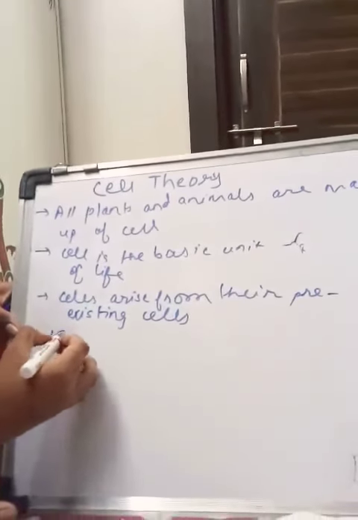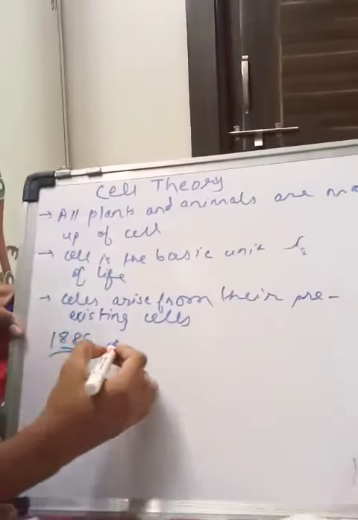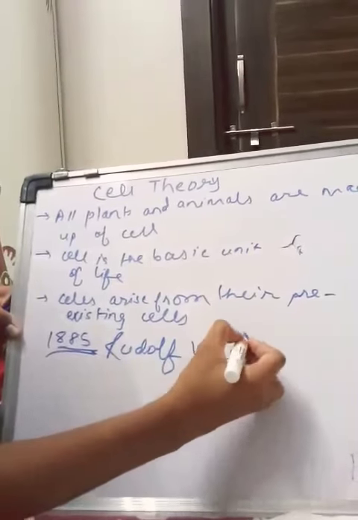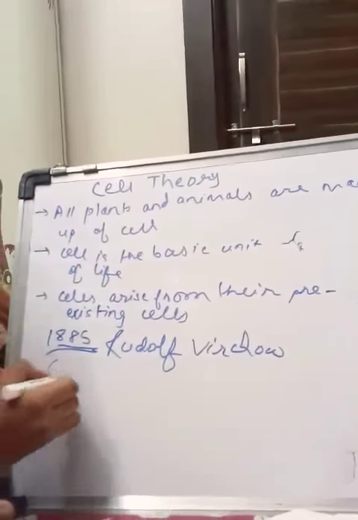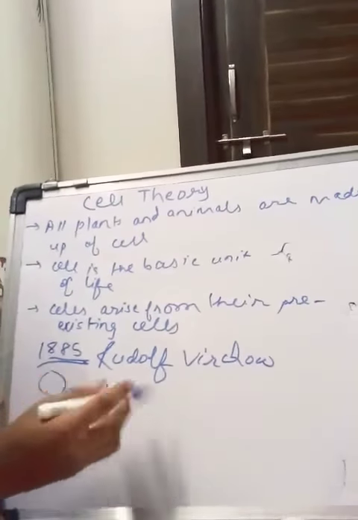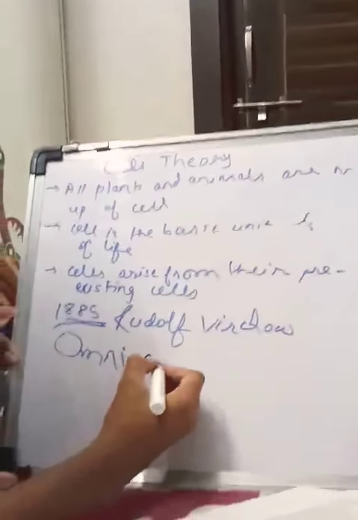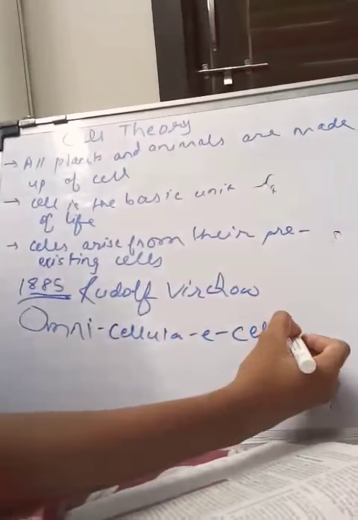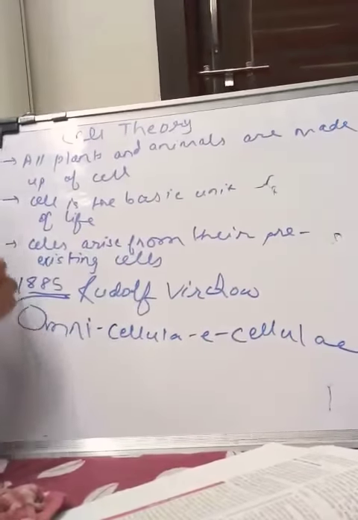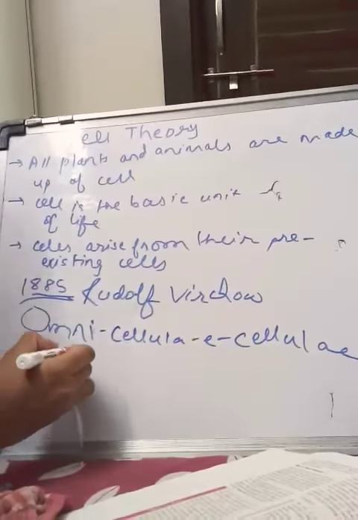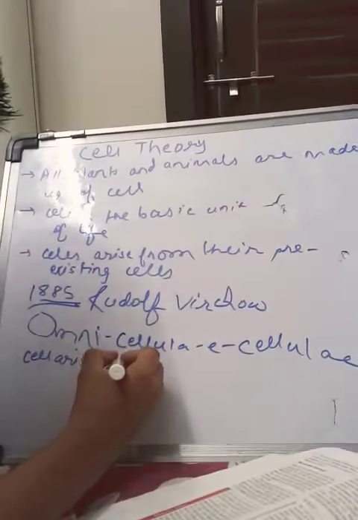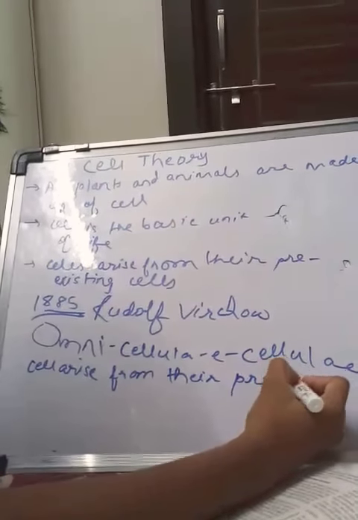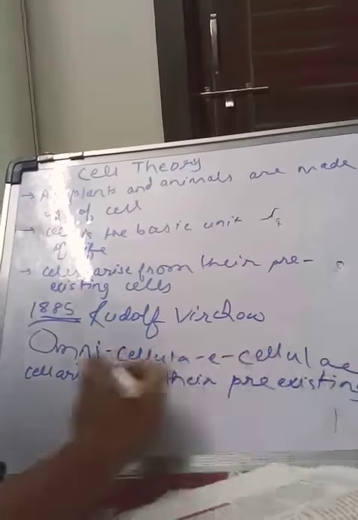Later on, in 1885, Rudolf Virchow stated omnis cellula e cellula. This means that cells arise from pre-existing cells.